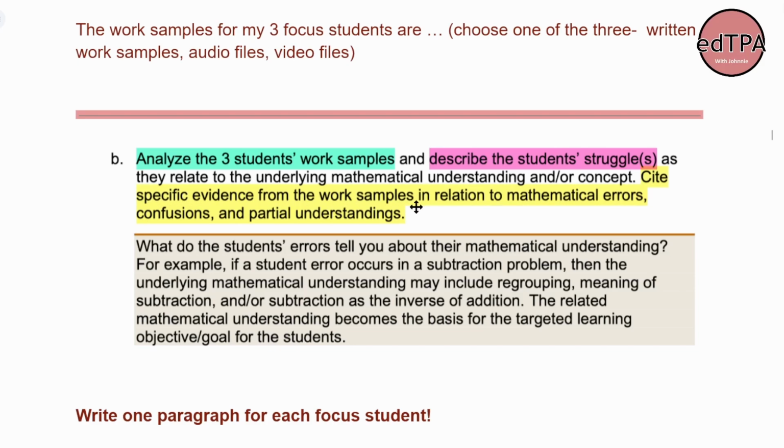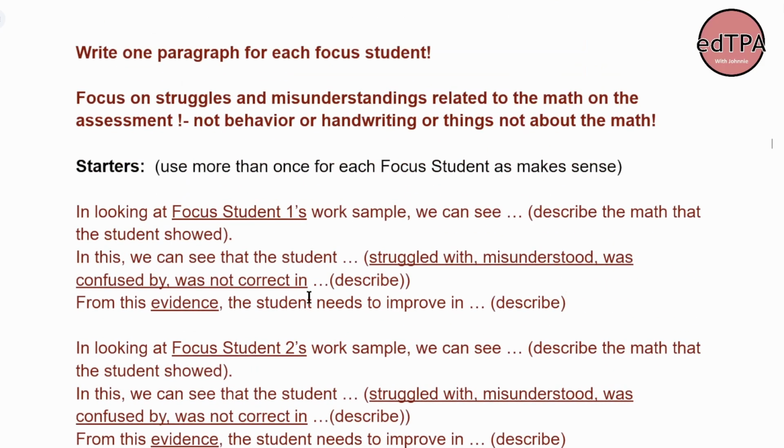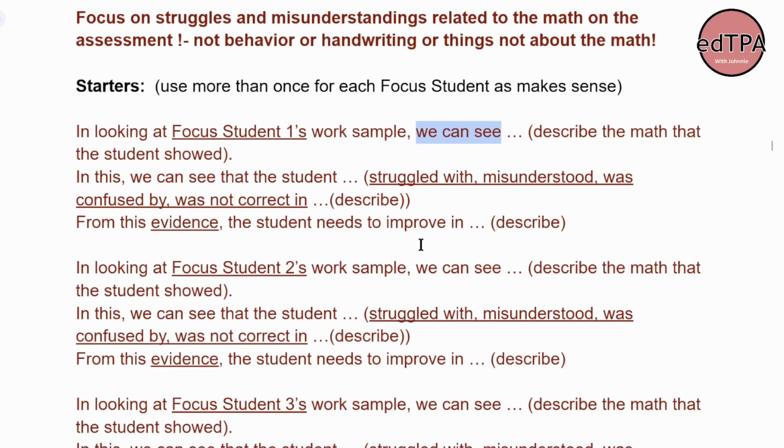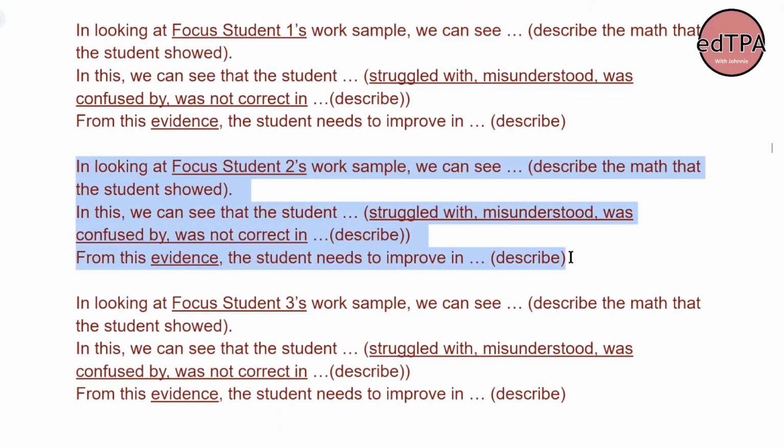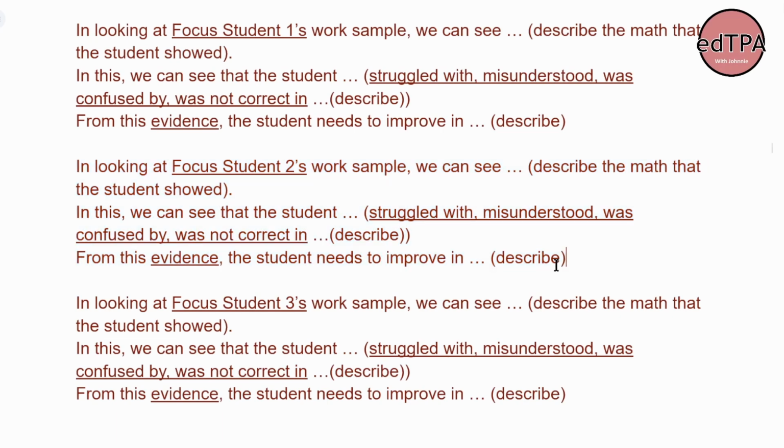So you have to say what they're doing in the math. You want to write out what they were doing in the math. This is the part where it says, we can see. Okay, that's where you give the evidence. So that's Focus Student 1. Focus Student 2 is the same. In looking at Focus Student 2's work sample, we can see, describe the math that the student showed. In this, we can see that the student struggled with, misunderstood, was confused by, was not correct in, describe it. From this evidence, the student needs to improve in and describe it.